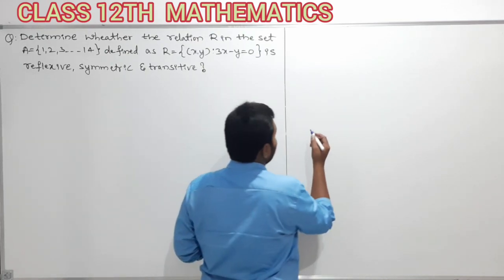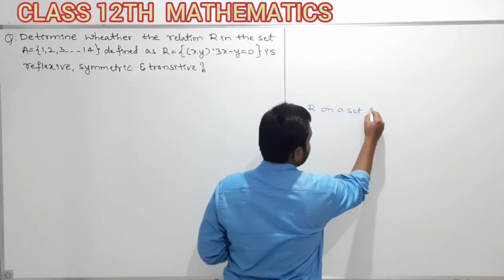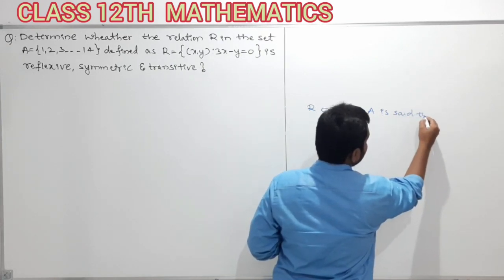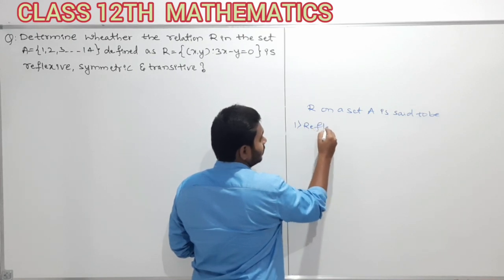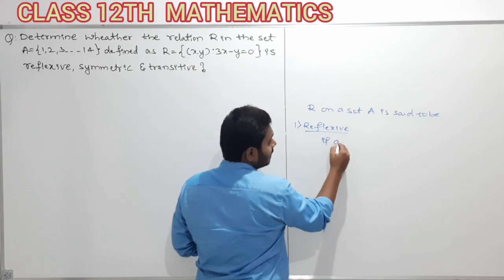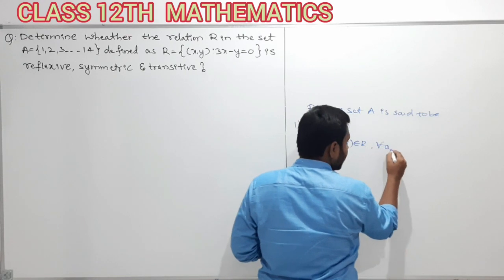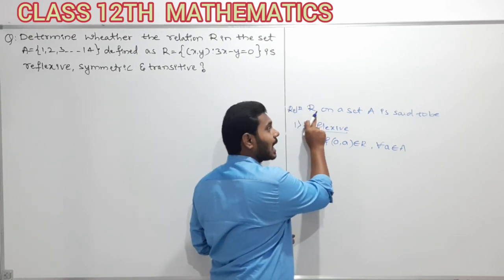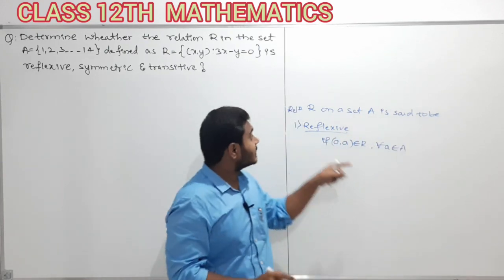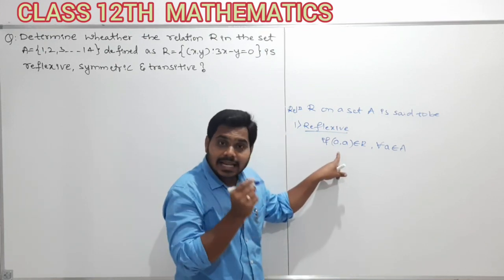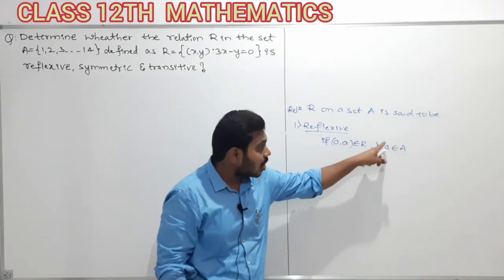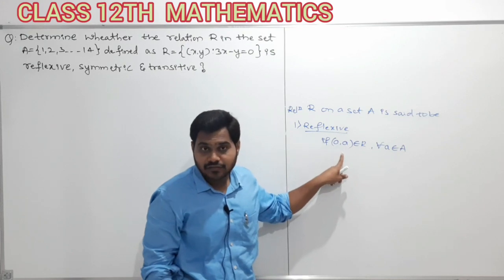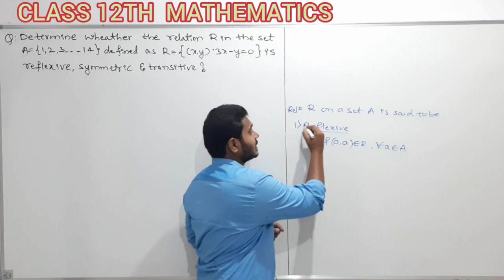Clear? So my dear students, any relation R on a set A is said to be, first one, reflexive if (a, a) belongs to R for every a belongs to the set A. It means you are defining that the relation R is said to be reflexive if every element of this set A, that's why I wrote here the symbol for all a belongs to A. Every element of A should relate to itself.